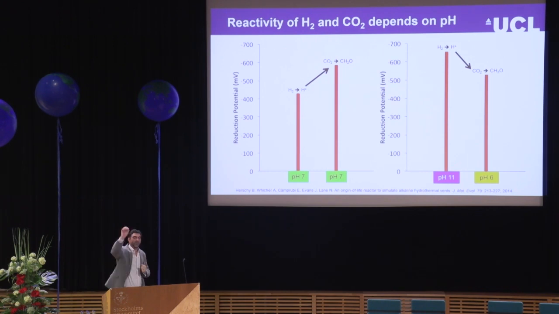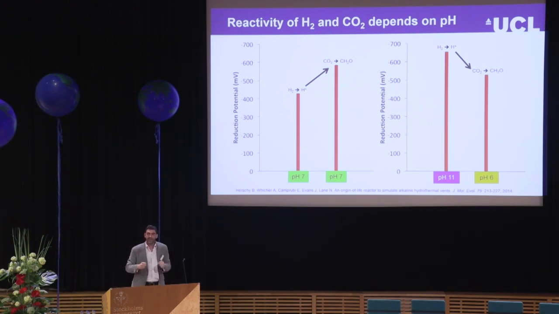Hydrogen doesn't want to push its electrons onto CO2 to make organic molecules, in that case, formaldehyde. It's steeply uphill and it simply doesn't happen. That's why it's proved difficult to strip CO2 out of the atmosphere and convert it into synthetic gasoline. It's doable, but it's not very easy.